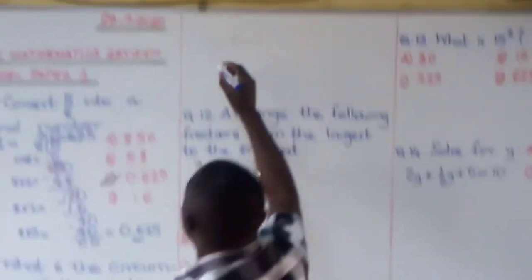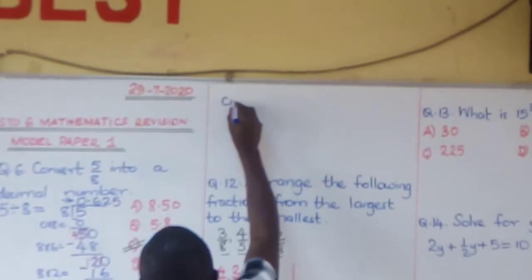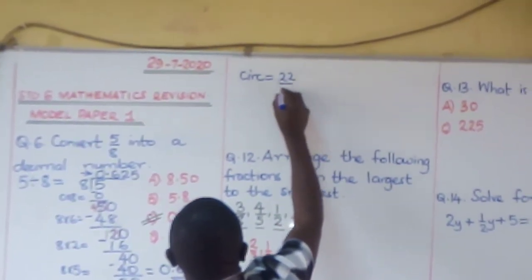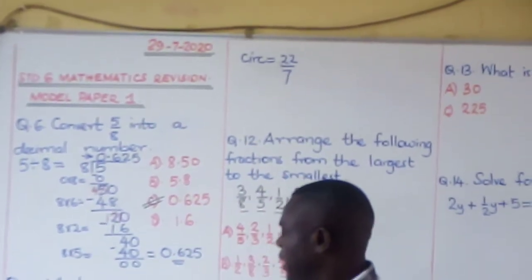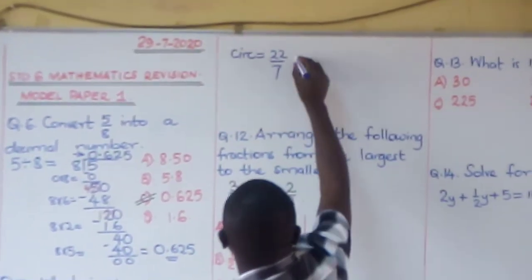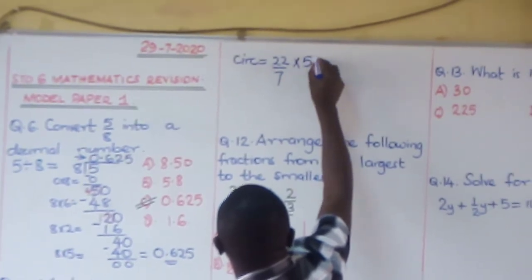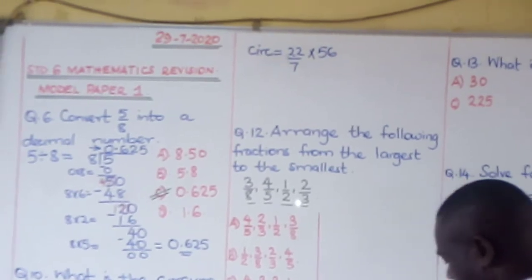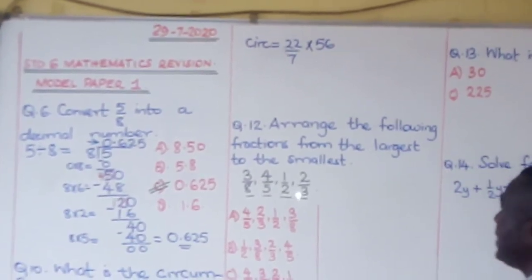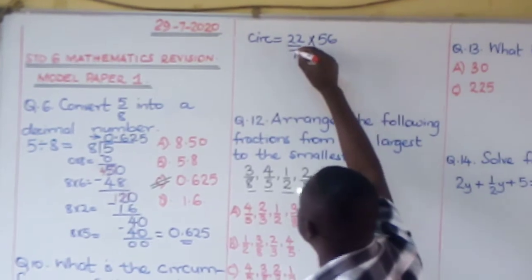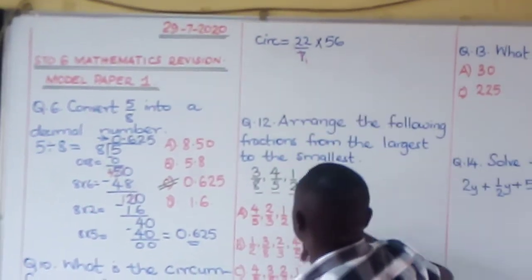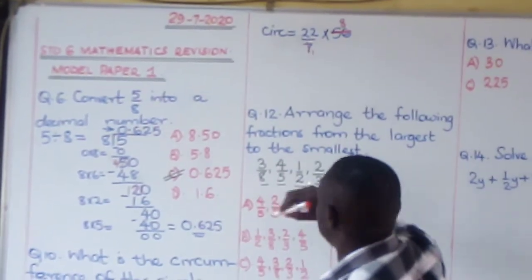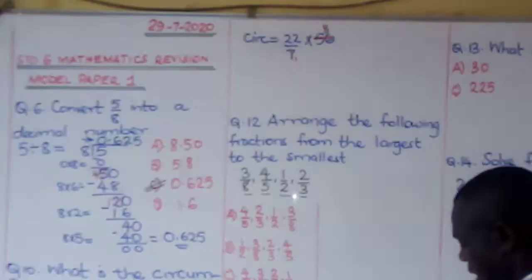Now, in our calculation, we will use the diameter. And so we will come here and say circumference is equal to 22 over 7. That is the pi. We are told to use pi as 22 over 7. Multiplied by the diameter 56. Now we can simplify by cancelling. By 7, 56 divided by 7 is 8.